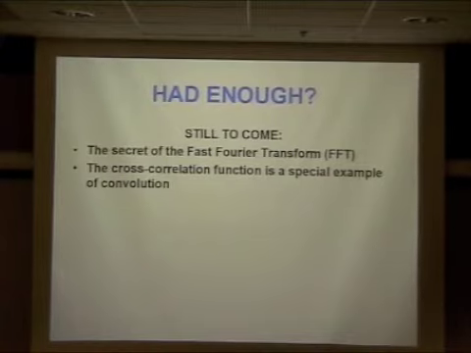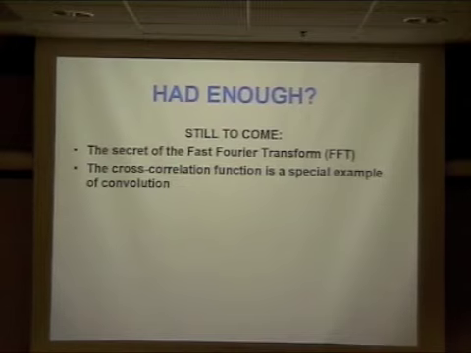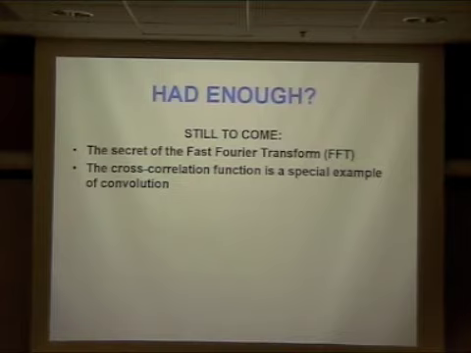So I've actually used up my full half hour, and so I will not launch into the secrets of the fast Fourier transform or describe how the cross correlation function, which is used a lot in unbending, for example. I'll just leave it at this and say it's a special example of convolution, which I'll describe.